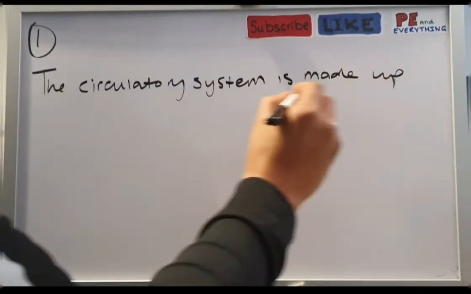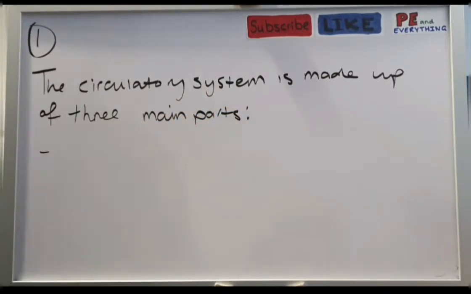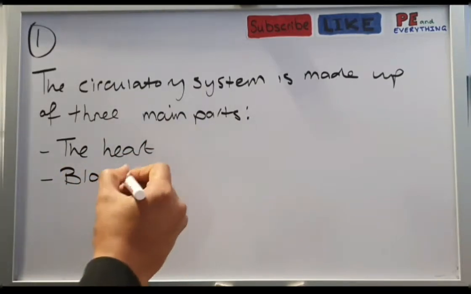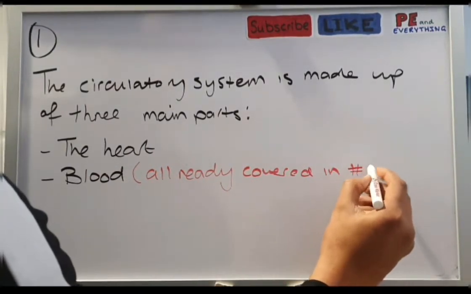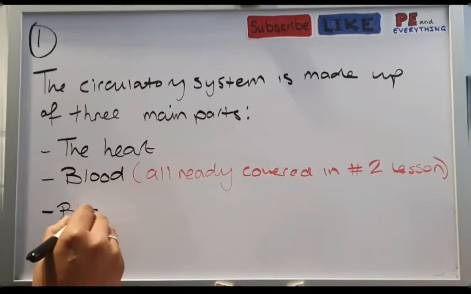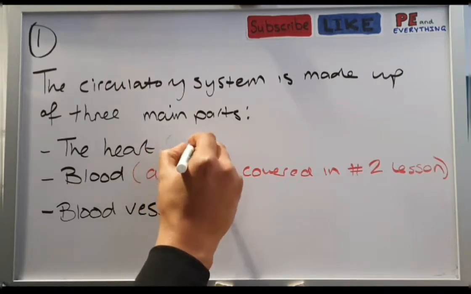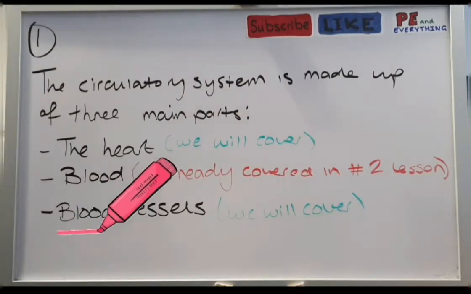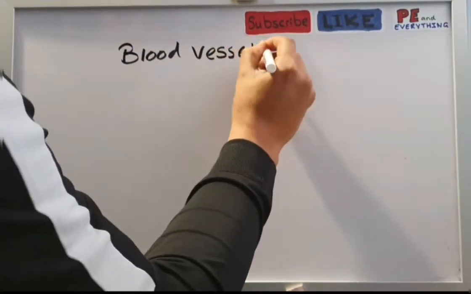Today, in this video, we're going to be talking about blood vessels. So the circulatory system is made up of three main parts: the heart, blood, which we have already covered in video 2. If you haven't watched that, go ahead and watch that. And the third part is blood vessels, which we are going to be talking about today. So just to keep you in the loop, the heart and how that works will be in the next video, video 8. Blood vessels will be covered today. So let's get this ball moving.